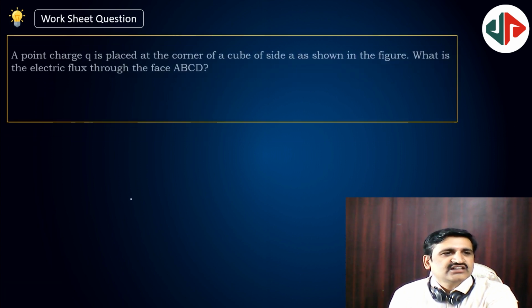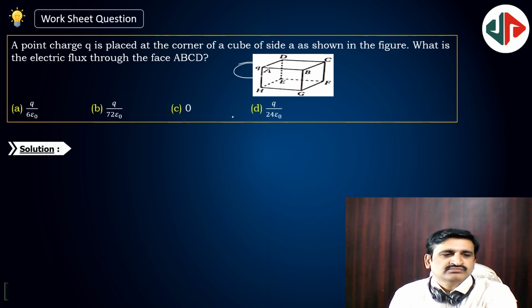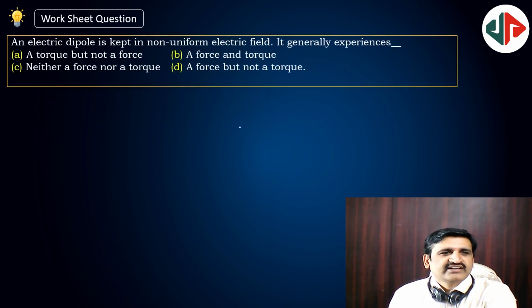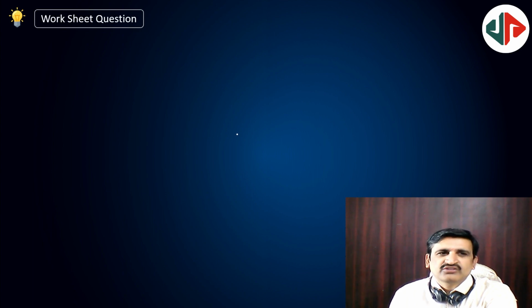A point charge Q is placed at the corner of a cube of side A, as shown in the figure. What is the electric flux through ABCD? Where is ABCD? It is the face that contains the charge. So 0 is the answer. Only opposite faces will have the flux. An electric dipole is kept in a non-uniform electric field. It generally experiences both force and torque because it is non-uniform. Option B. If it is uniform, only torque, no force.